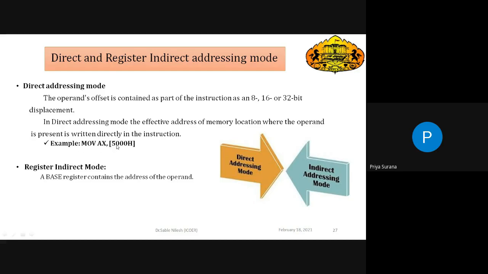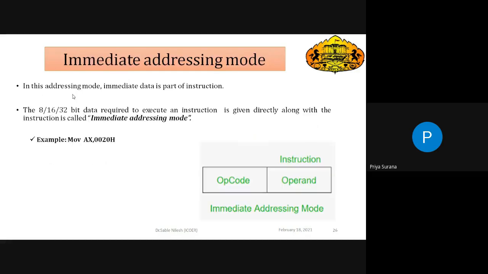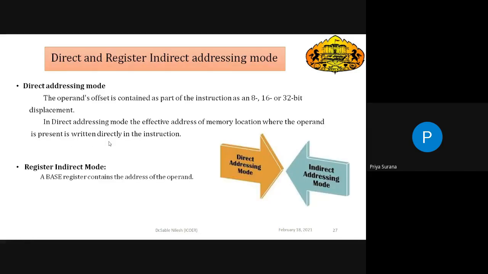Just now we discussed the MOV instruction as one example for immediate addressing mode. I told you that the same instruction may fall under immediate addressing mode, or it may go for direct addressing mode or any other addressing mode also. It totally depends on where the data is available for that instruction, or from where data will be taken. Okay, next is register indirect addressing mode.